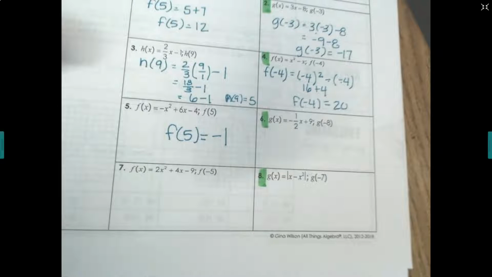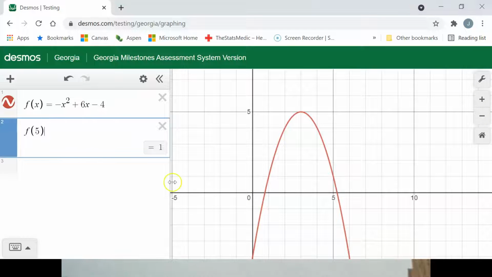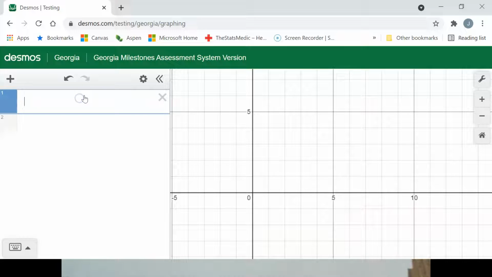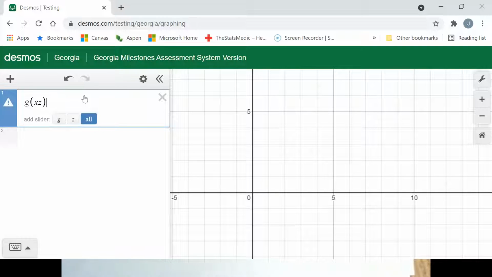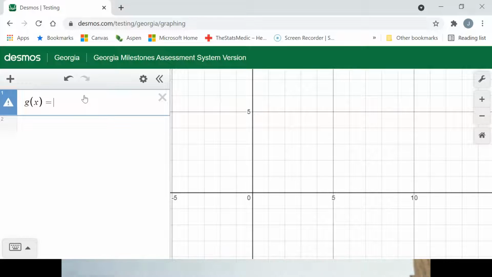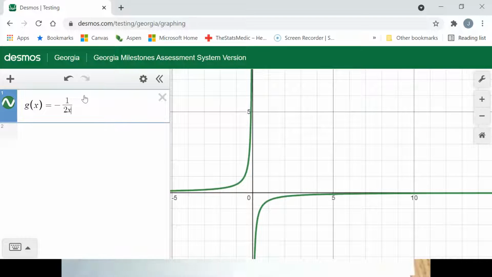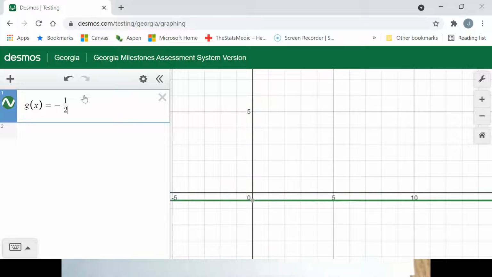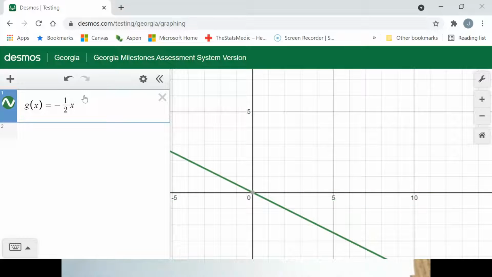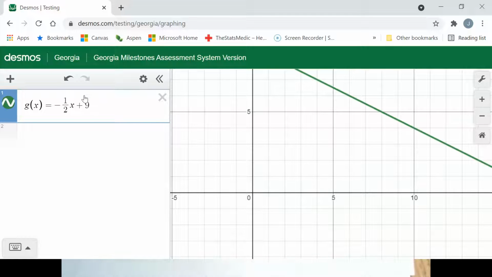So let me go back to Desmos so we can look at Desmos. And all we're going to do is click out, use the X to get rid of what was already there. And let's type in number 6 where we say g of x equals negative 1 divided by 2 x. Now look at that. Do you see how the x is in the denominator and it gives you that weird graph? You don't want the x in the denominator. You want it next to the negative 1/2 x and then plus 9.